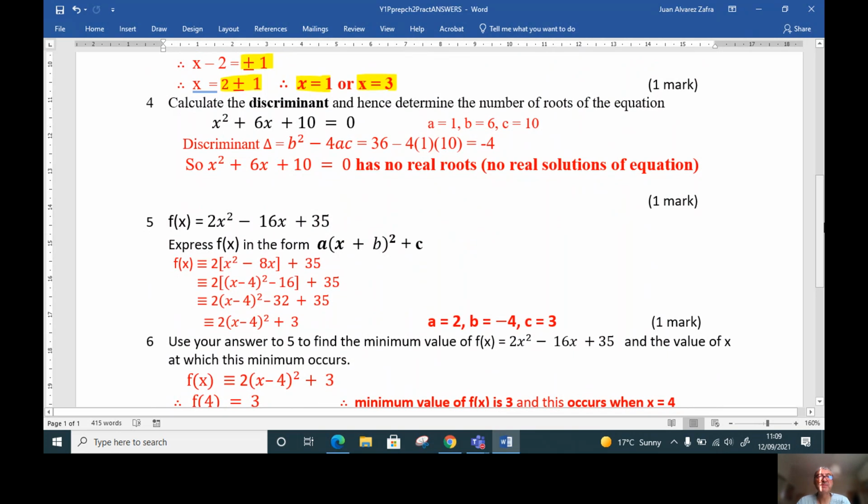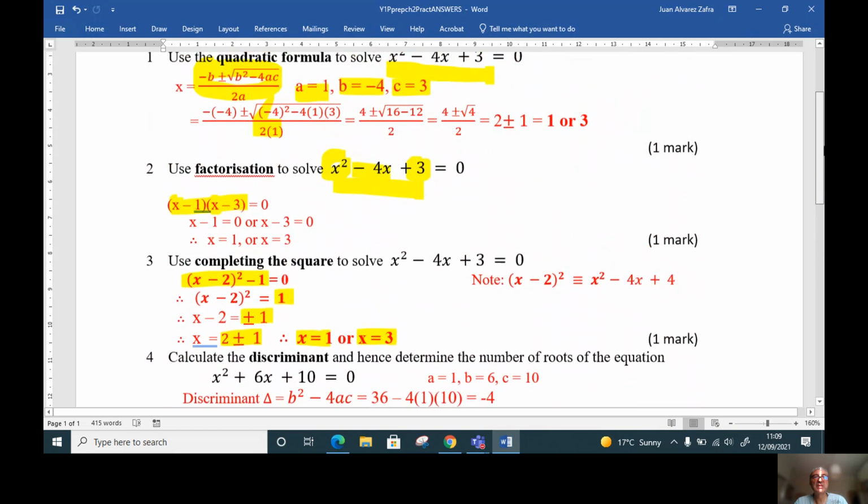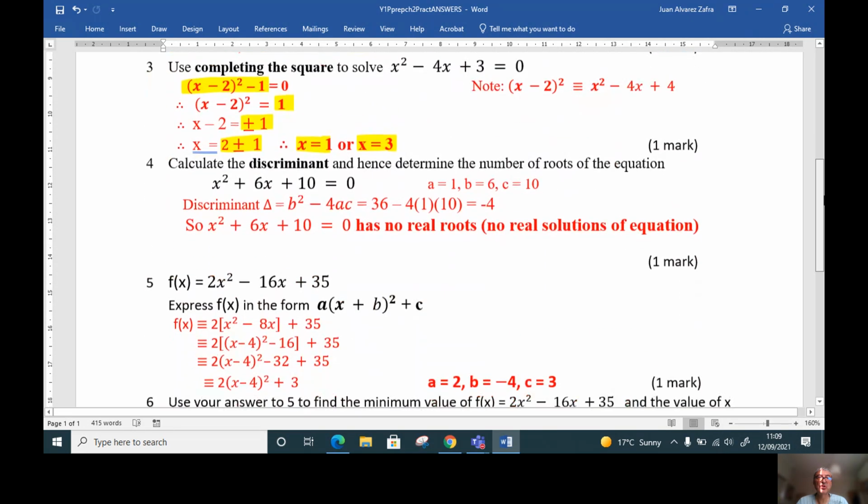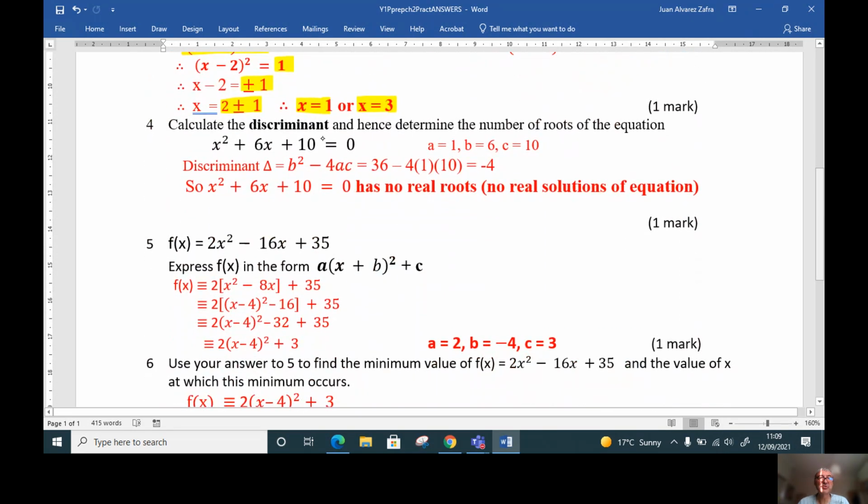Okay, within the formula, the bit that is called the discriminant is this bit here. So if you have this formula, this b squared minus 4ac is the bit that discriminates what solutions we have, whether we have one solution, two solutions, or no solutions.